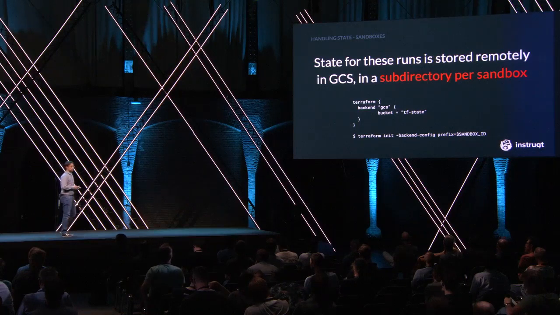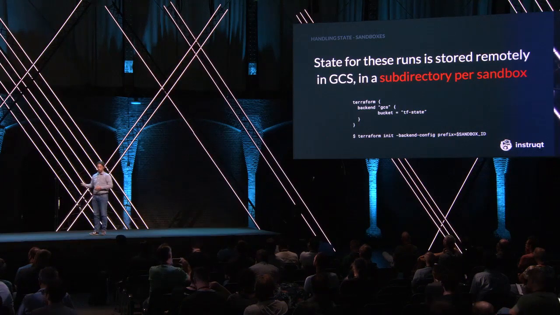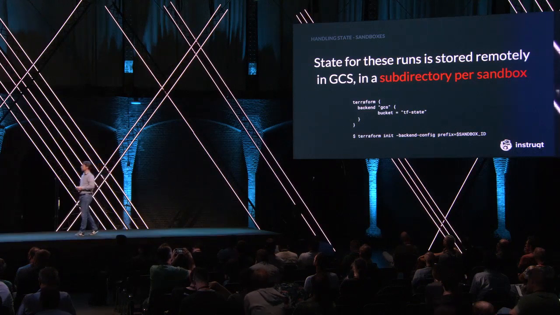So our first idea was to store this state in a GCS bucket in a subdirectory per sandbox. Easy, right? You just do the Terraform init with a backend configuration, you specify a prefix, we insert one of our sandbox IDs, and we're done, right?